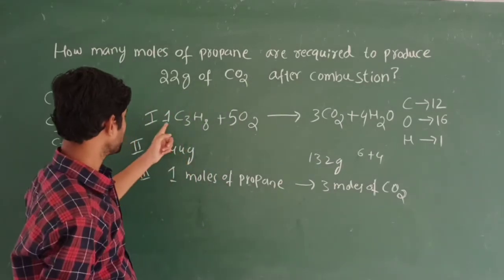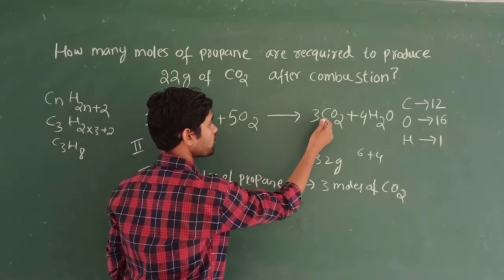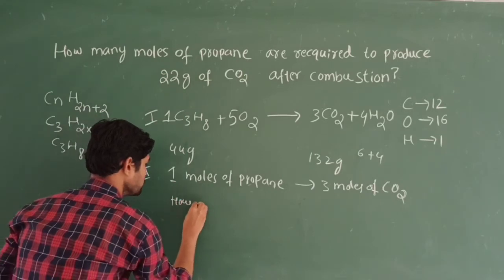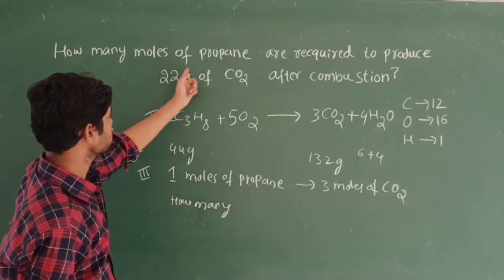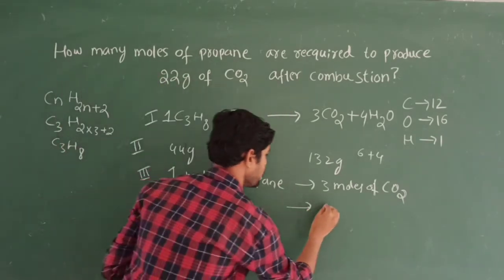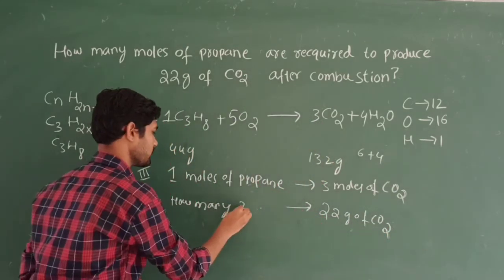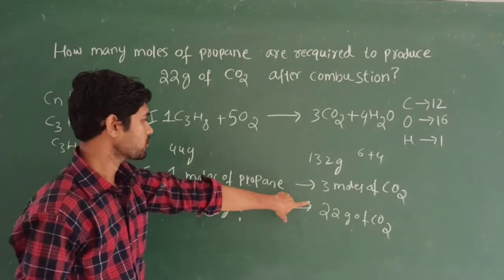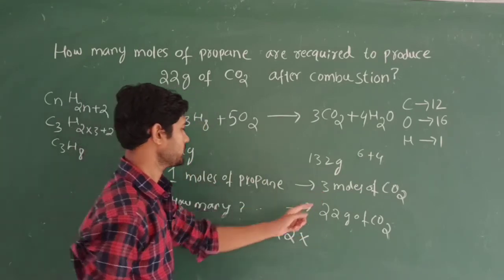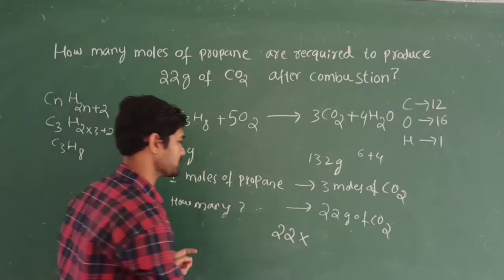According to the question, first 1 mole of this propane is going to give rise to 3 moles of carbon dioxide. Our question asks how many moles of propane are required to produce 22 gram of carbon dioxide. So here, question mark. So what are we going to do? We are going to cross multiply with this one. Then it becomes, see here, 3 carbon dioxide, how much? That is 44 gram of carbon dioxide.